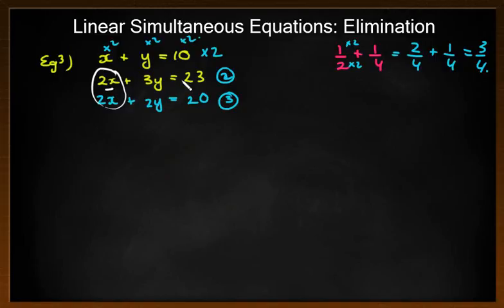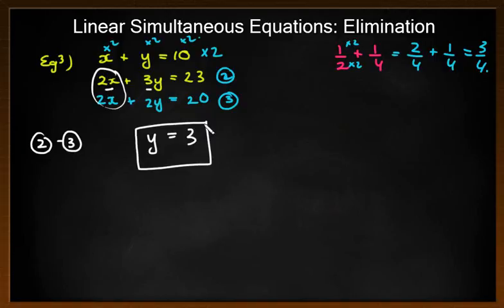Notice I've got bigger numbers in the second equation, so I'm going to do 2 take away 3 this time. So 2x take away 2x is 0, 3 take away 2 is 1y, and 23 take away 20, well, that's just 3. So by modifying that first equation, we've now made something that's really easy to solve.